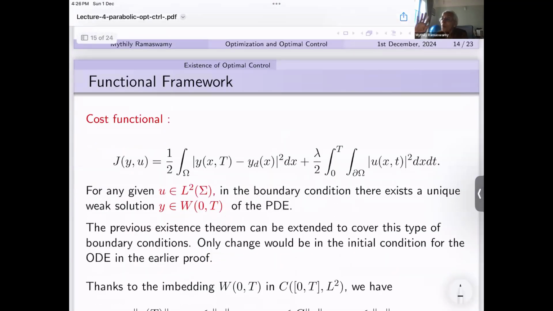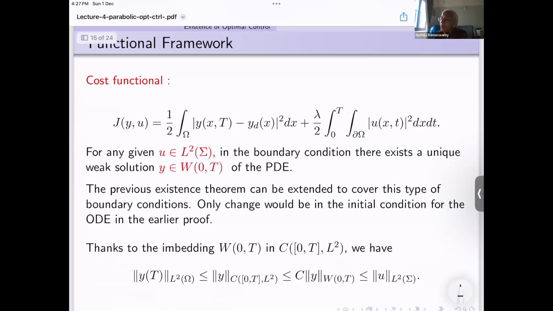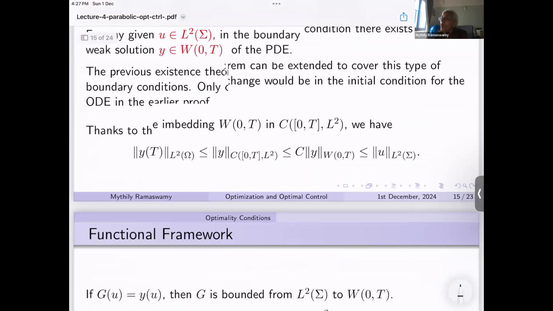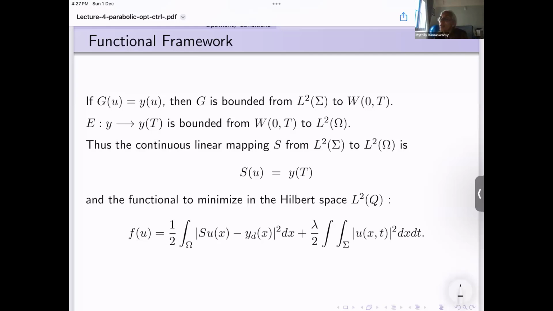Okay, let me come to the optimality condition in the remaining 5 minutes. So I look at the cost functional for any u in L2 of sigma, y in W_0^T. So I have to define the solution operator. We want to write y as a function of u. That is what is explained here, but it is too technical for me to go into the detail.